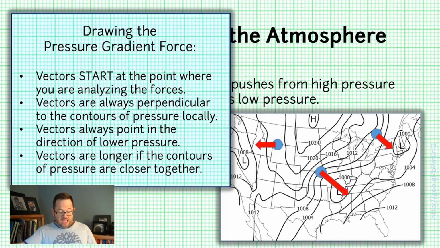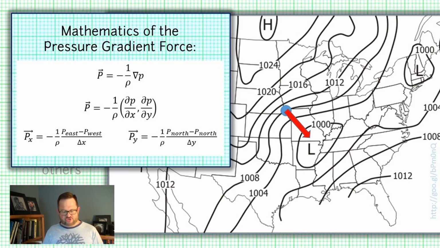If the pressure is changing a lot over a small area, those isobars, those lines of constant pressure on the map, will be getting closer and closer together, and you want to make your pressure gradient force vectors longer and longer. Now, there's a whole lot of math to actually talk about the pressure gradient force.